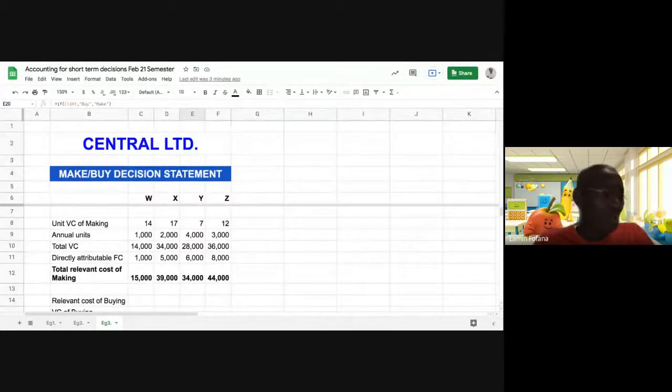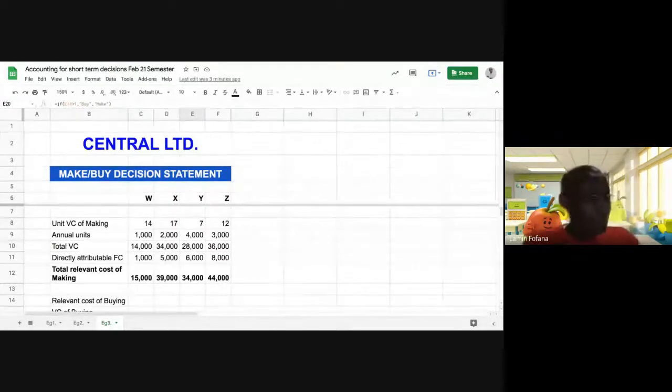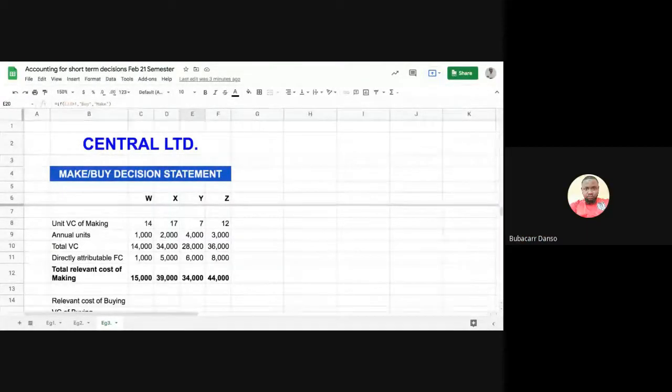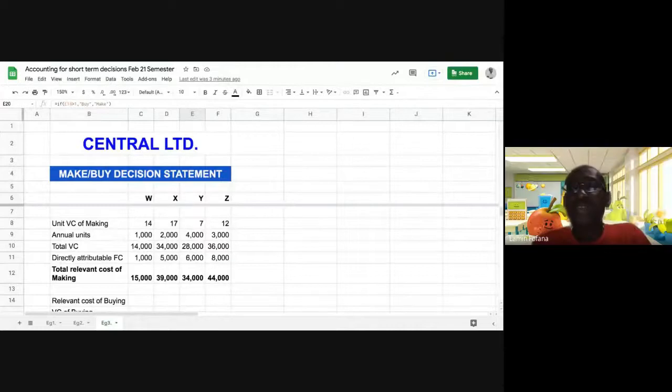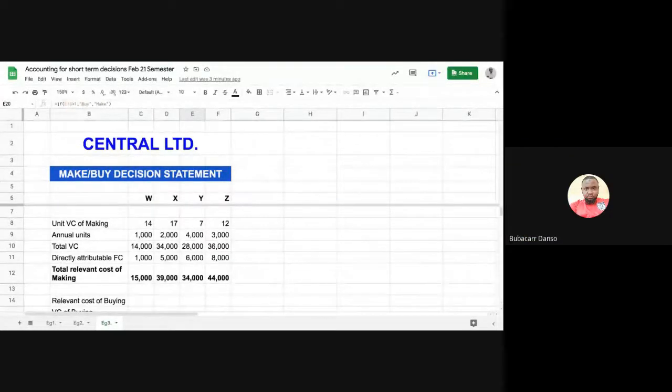Okay. So, any more questions, please, before we move to shutdown? Yes, Danzo. I think you can use the conditional formula also to compare the total relevant cost of making and total relevant cost of buying, right?